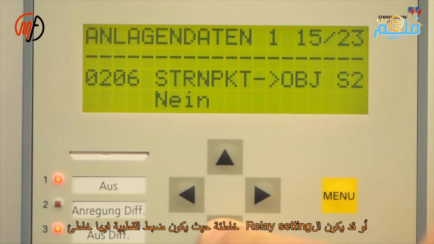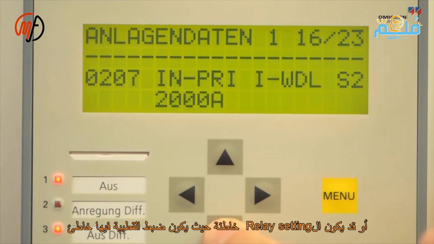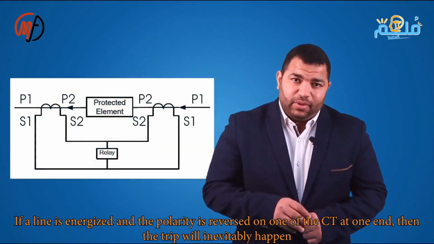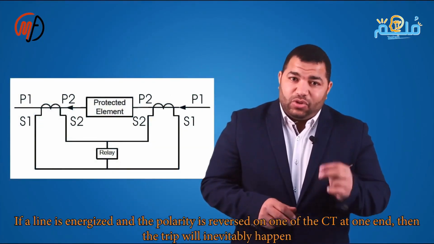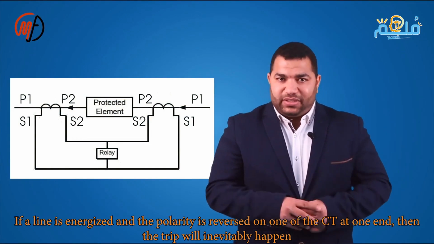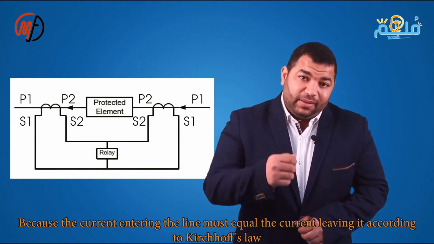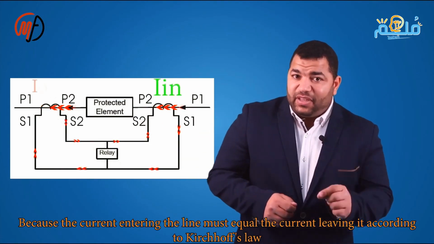The functions in the relay meter or marshalling house may be incorrect. If a line is energized and polarity is reversed at one end, a fault occurs due to current imbalance. If entering current is at 0 degrees, exiting should be at 180 degrees. Reversing polarity makes both 0 degrees, activating differential protection.